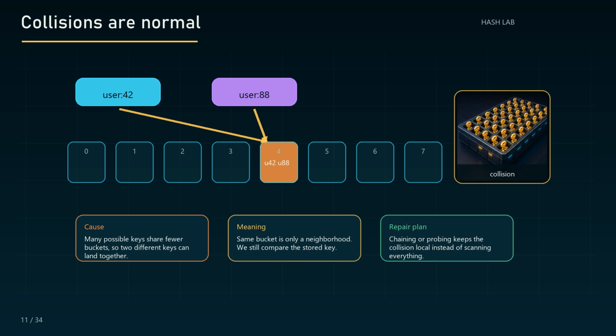That is a collision. Collisions are not a sign that hashing failed. They are a sign that many possible keys are sharing fewer buckets. A good hash table expects this and has a repair plan.